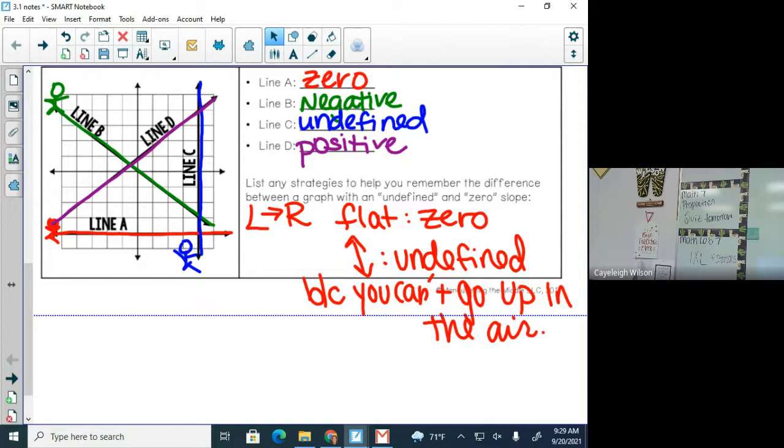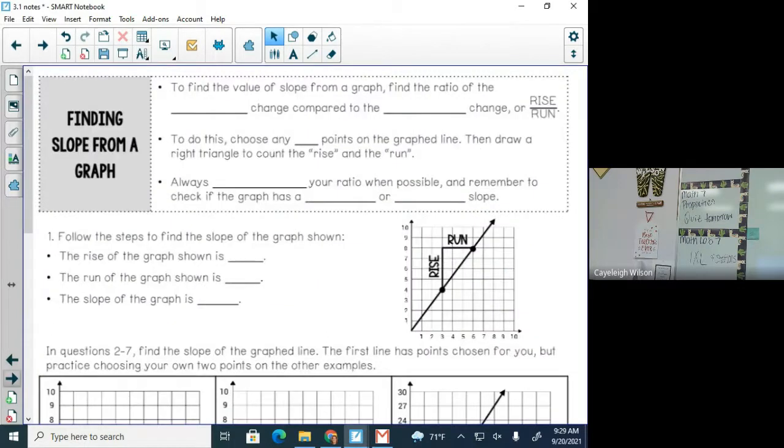All right, let's do a little flip over here. Give me a minute. All right, so to find the value, we're actually going to find the number of the slope. Is it a positive 2 slope? Is it a negative 3 slope? Is it a 1/2 slope? Is it a 3/4 slope? We're going to be able to find that number.